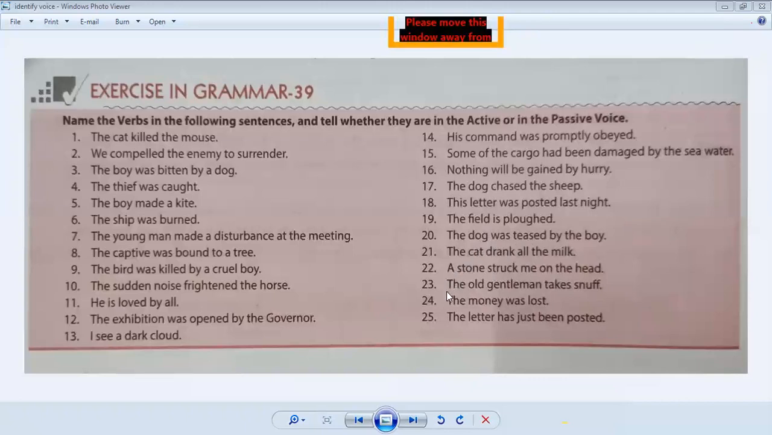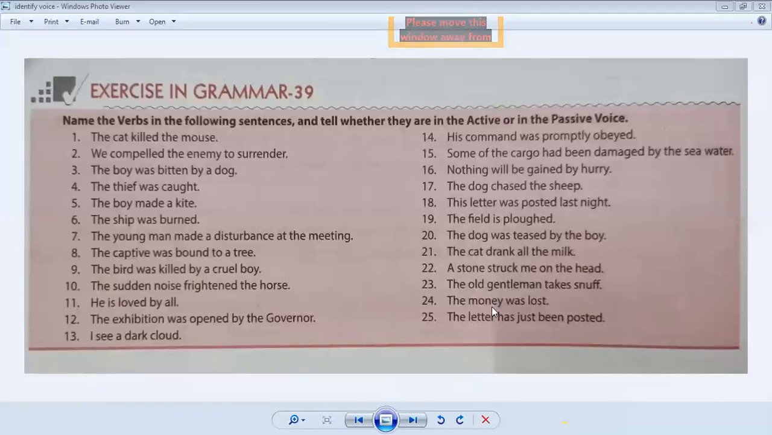A stone struck me on the head. Now here, what is the action? To strike, right? Now who is striking? The stone. So this is active voice. 23rd, sorry. The old gentleman takes snuff. Now, see, simple, this is active voice because the old gentleman is the subject of the sentence. And he is doing that action of taking snuff.